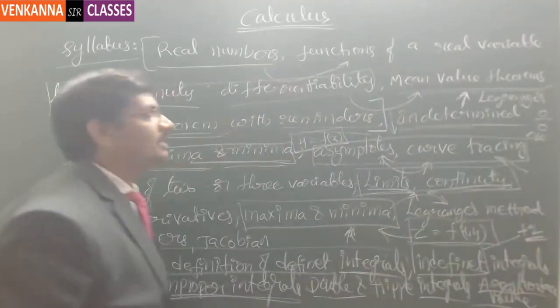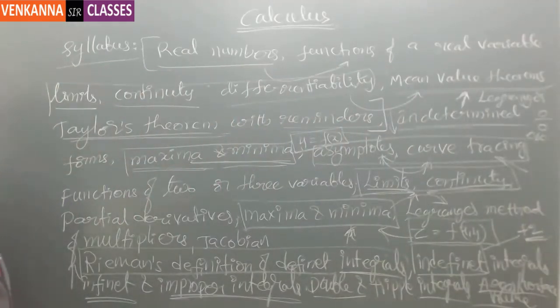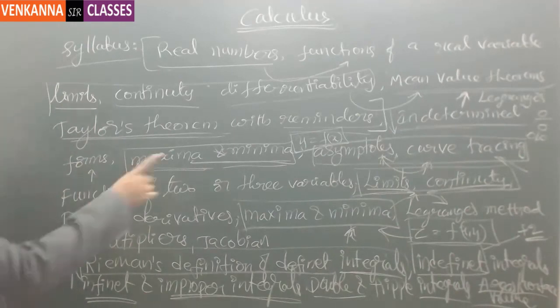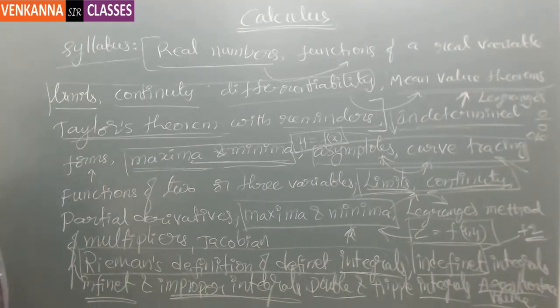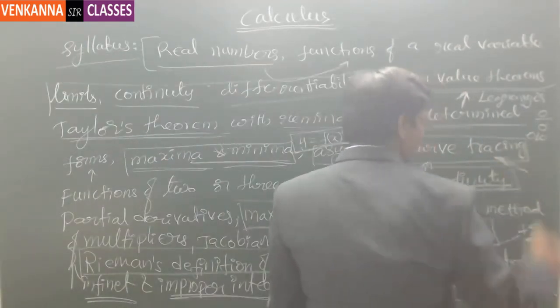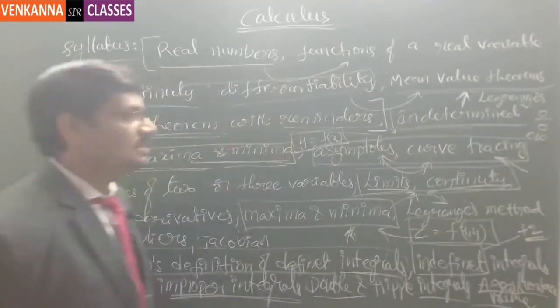Lagrange's mean value theorem is a place of asking the questions. And Taylor's theorem, so there is a possibility of asking the questions, Taylor's theorem with remainders. And then indeterminate forms, so little chances of asking the indeterminate forms also, because that is easier and straightforward. And then maxima and minima, you can expect questions on maxima and minima. And asymptotes and curve tracing, little chances of asking asymptotes and curve tracing, because that is easier to draw.